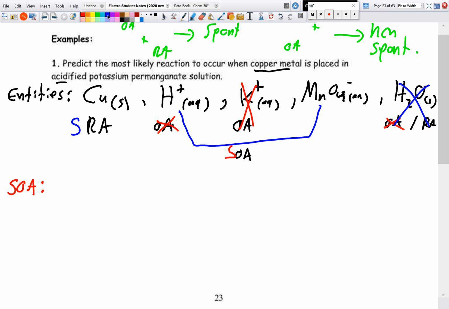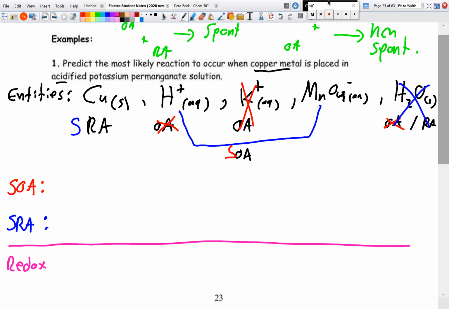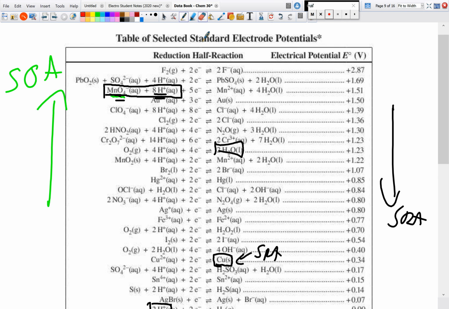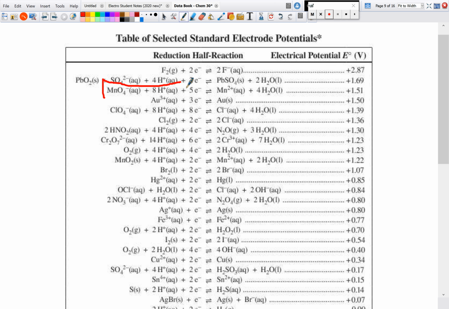So I'm going to have one half reaction, my other half reaction, and of course when we add these together we're going to get our redox reaction. But before we get that, we are still going to have to use our data booklet again. So our strongest oxidizing agent of our acidified permanganate reaction. When we look at the entire reaction, we have our acidified permanganate. So we're going to take this entire thing right here and copy it over, right?